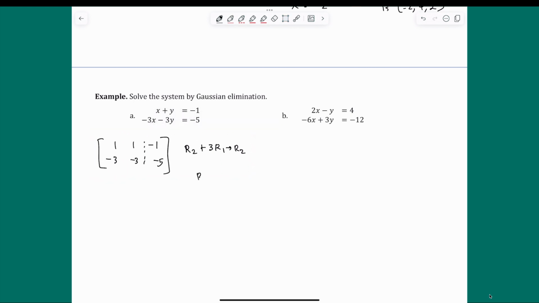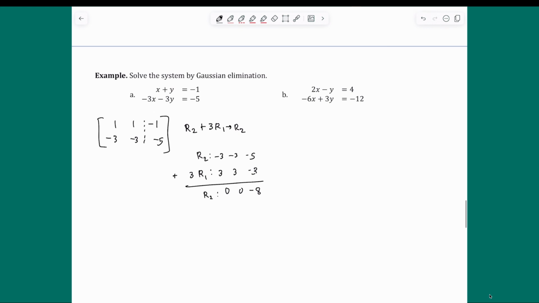Alright, so what is row 2? Row 2 is -3, -3, -5. And then we need to multiply row 1 by 3. So that would give us 3, 3, -3. And then add the results to get a new row 2. So we get 0, 0, negative 8, which gives us the augmented matrix 1, 1, negative 1, 0, 0, negative 8.